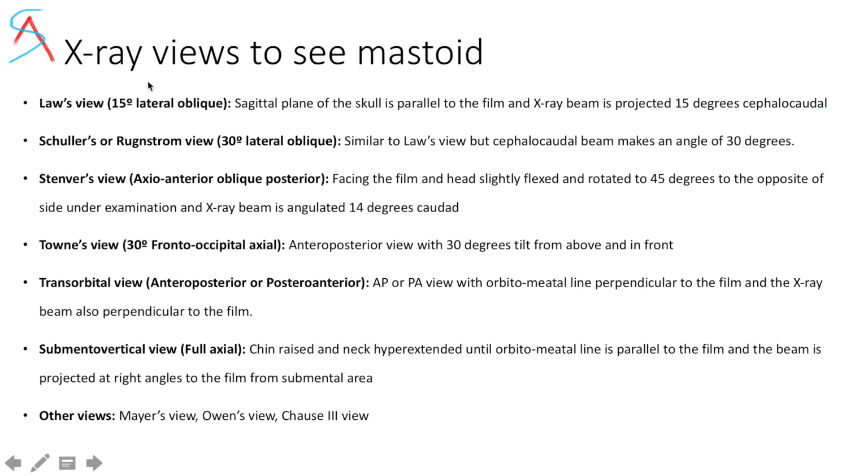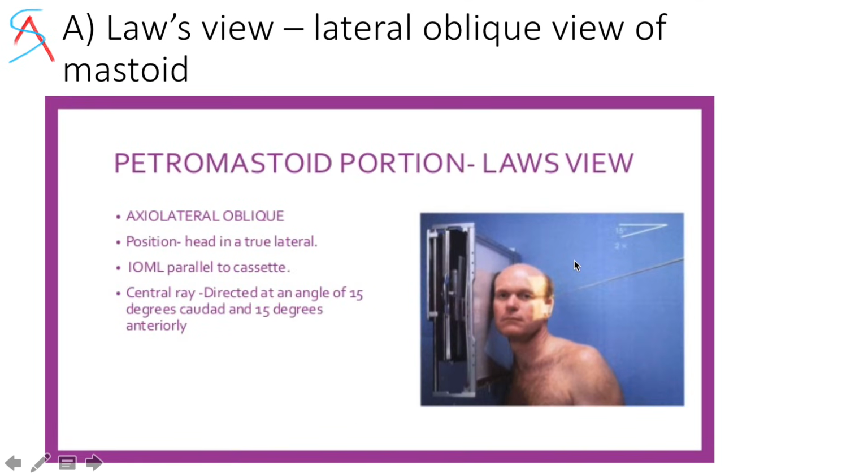There are a lot of ways to see the mastoid. There are a lot of views. In this video, we will just see Law's view and Schuller's view. So Law's view is the lateral oblique view of the mastoid. In this, rays are directed at an angle of 15 degrees.